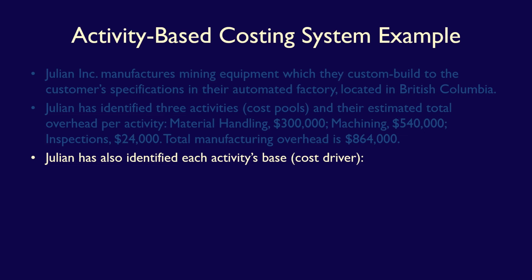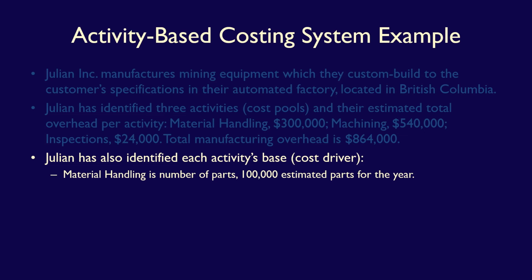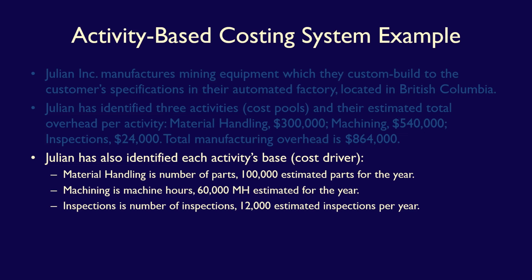Julian has also identified each activity's base. Material handling is number of parts, 100,000 estimated parts for the year. Machining is machine hours, 60,000 machine hours estimated for the year. Inspections is number of inspections, 12,000 estimated inspections per year.